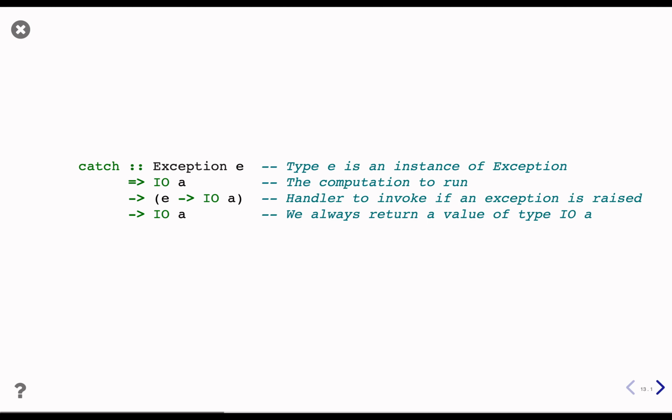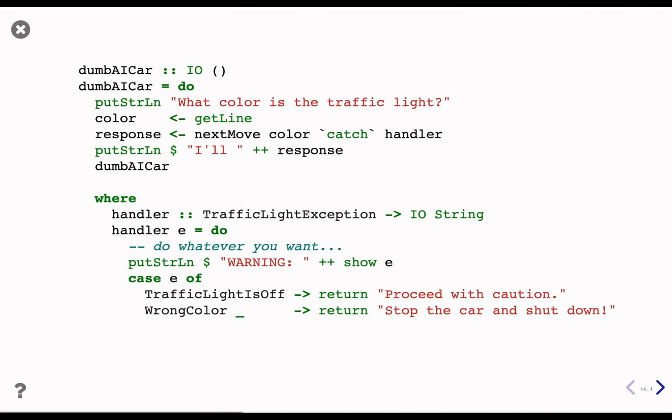The catch function executes the IO action we provide as the first parameter. If everything goes well, it returns the result and that's it. But if some exception arises, it catches it and gives it to the handling function we provide as second argument. In that handling function, we can write all sorts of code to address these exceptions and resume our program. For example, we can use catch to handle our traffic light exception like this.